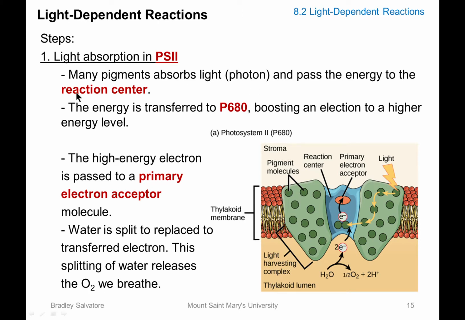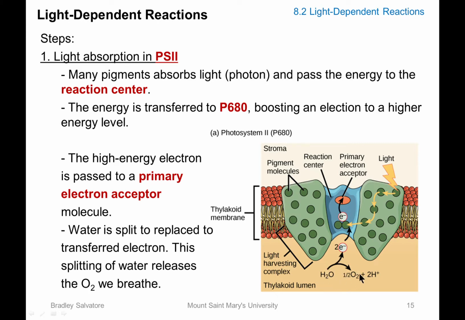So this is step one. Step one is the light absorption within our PS2. This is our photosystem 2 with the reaction center P680. The pigments absorb light in the form of photons and pass that energy to the reaction center. So you see here light coming in, transferring the energy to these two special chlorophyll pigments, and they use that energy to excite an electron, which you can see right here, and that electron actually comes from the splitting of water.